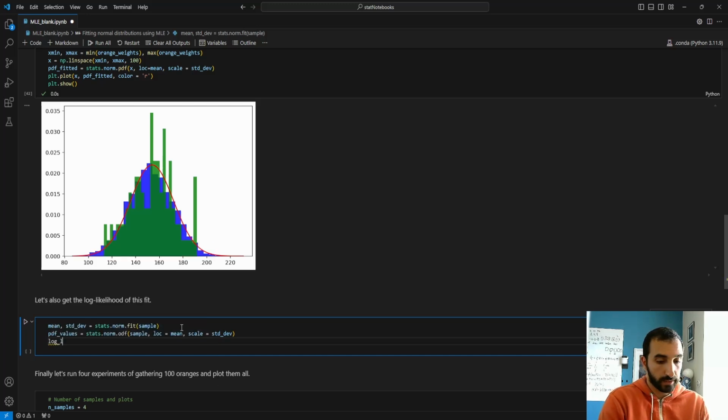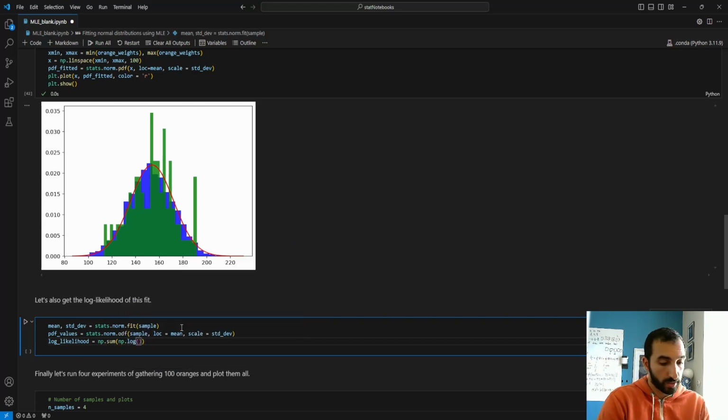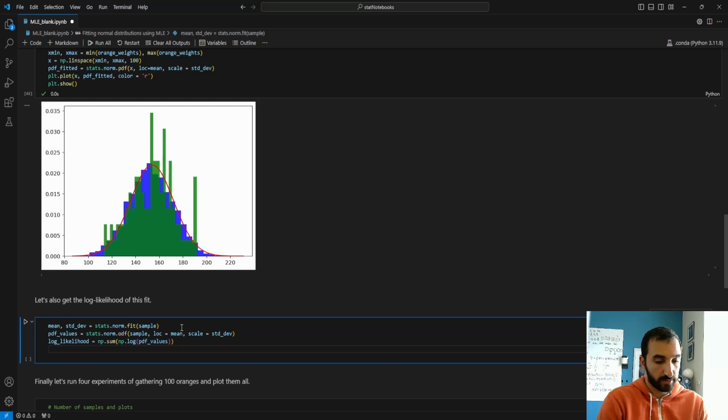So the log likelihood is equal to, okay, so I want to sum up a bunch of stuff. np.sum is very helpful for this. And I'm taking the log of the PDF values. So remember, this is how we compute the log likelihood. You get all of the y values of the PDF, you take the log of them and add them together, and let's see what we get.